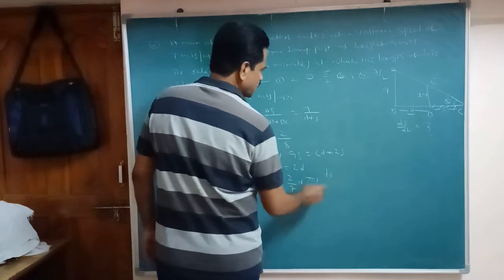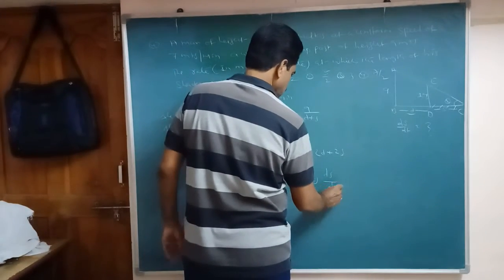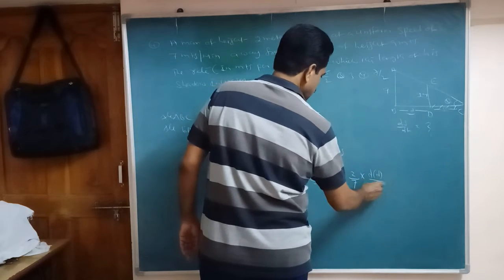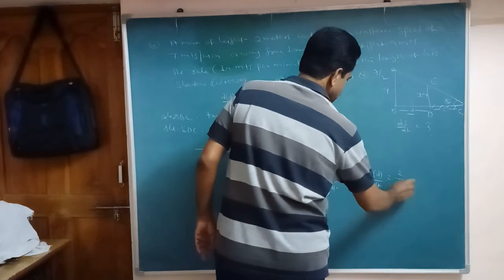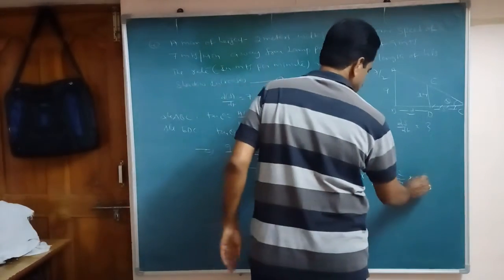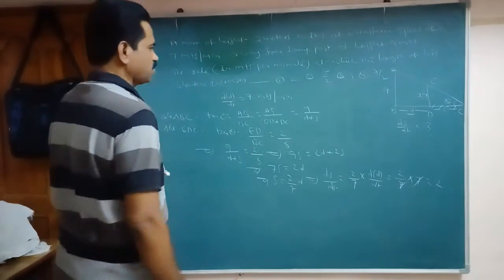So we will find out the rate of change in S. That is dS by dt equal to 2 by 7 into dD by dt. That is 2 by 7 into dD by dt. How much given? 7. Yeah, 7 cancel. But how much here? 2. So first option.